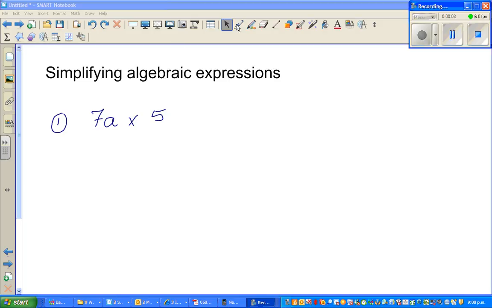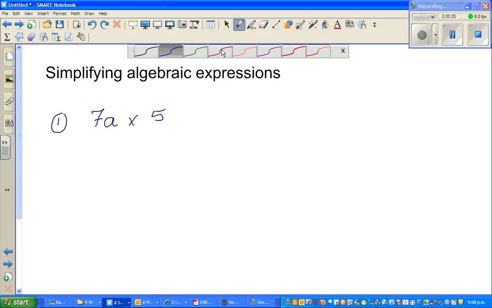Hello, in this video, I'm going to do a number of examples on simplifying algebraic expressions. When you have to simplify algebraic expressions, students tend to get confused about what the letters and the numbers mean. But if you understand letters as letters, they can be numbers. When you're simplifying, you don't know the value of a or b or whatever. So the first question is 7a times 5.